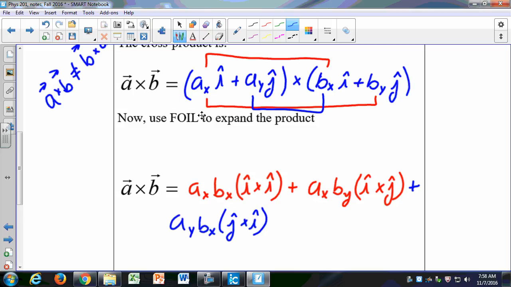In fact, we could go back. If you think about our magnitude, remember our magnitude was AB sine theta. What is the angle between I and I? It's 0 degrees. And what is the sine of 0? It's 0. The cosine of 0 is 1, but the sine of 0 is 0. So our like terms are going to cancel out. We had one last term, the L in FOIL, which is AY, BY, J cross J.